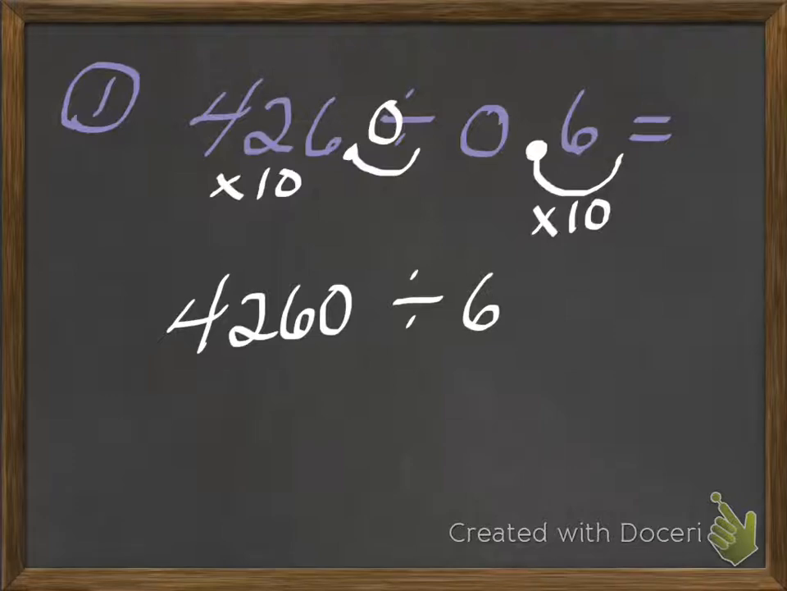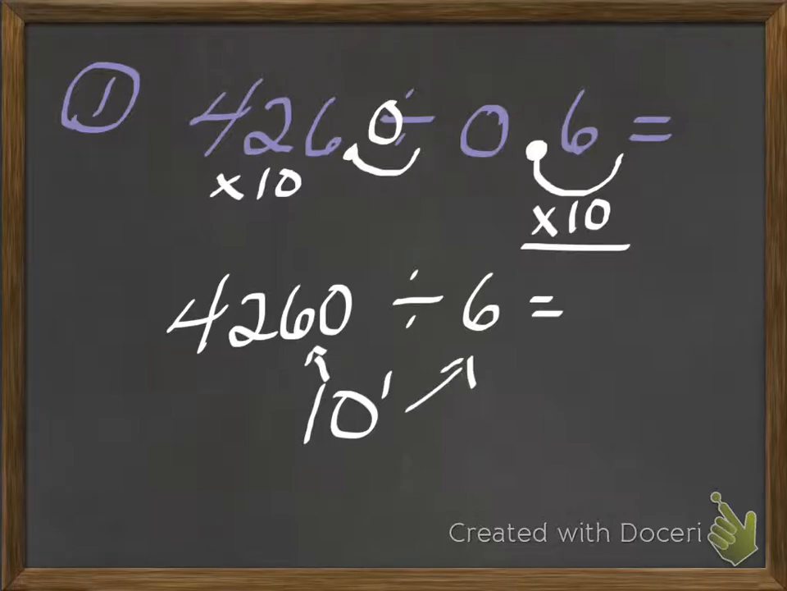Okay? And my power of 10 was just 10 to the first power. That's what I multiplied both of those numbers by before to get there.